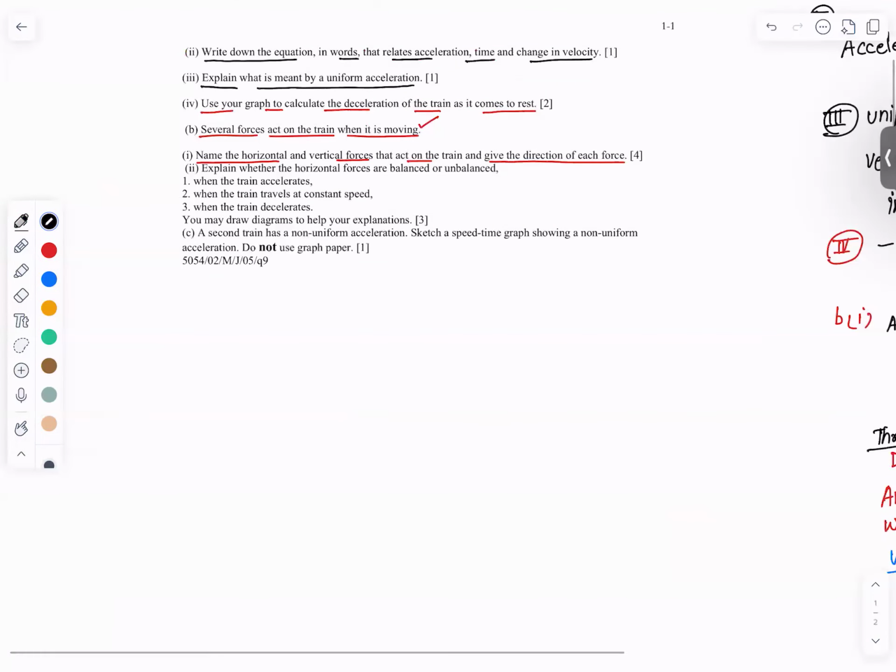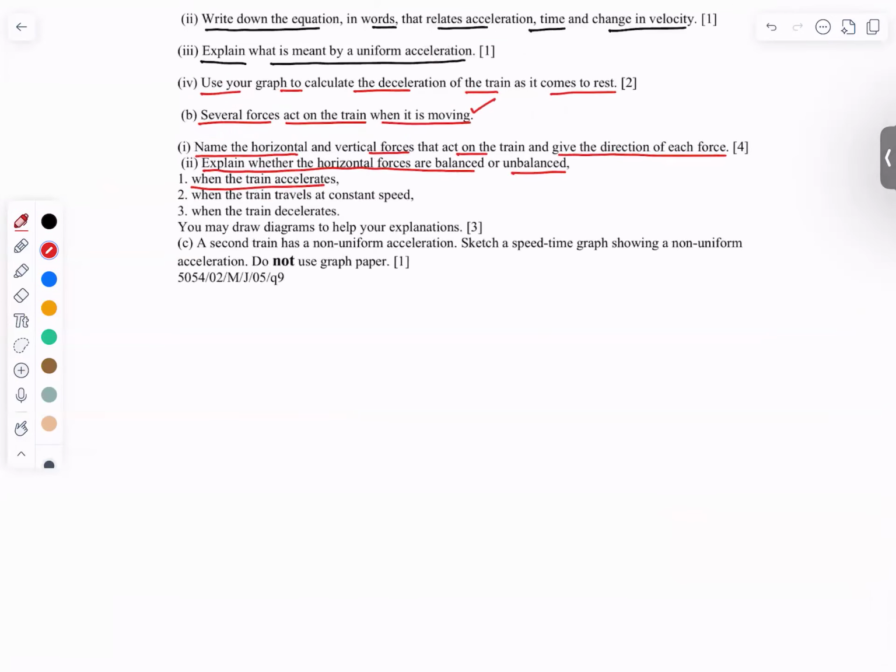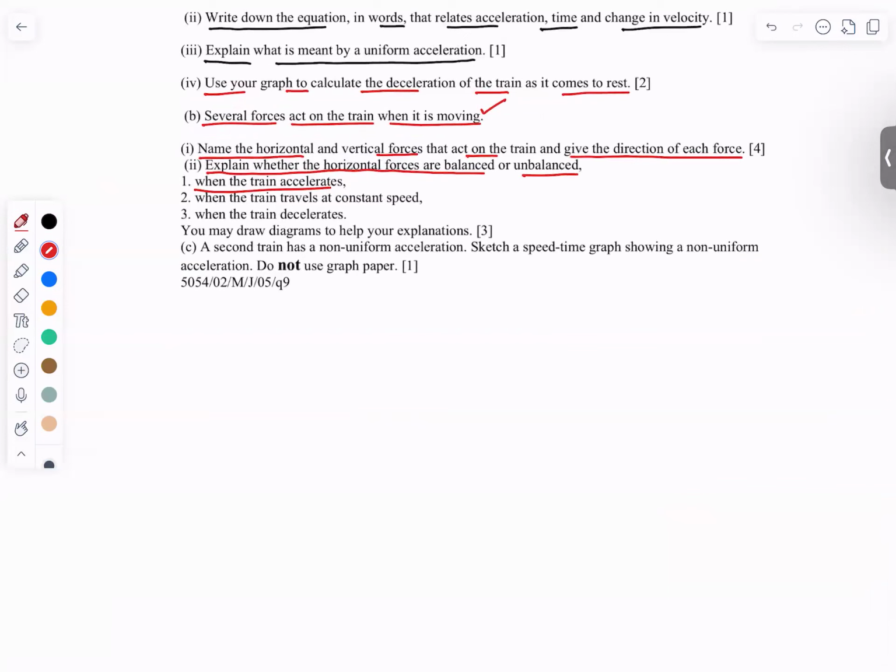Now the next part is explain whether the horizontal forces are balanced or unbalanced when the train accelerates. Okay, we'll go step by step. So when the train accelerates, we have to comment on the horizontal forces. Number one, when the train accelerates, obviously they are unbalanced.